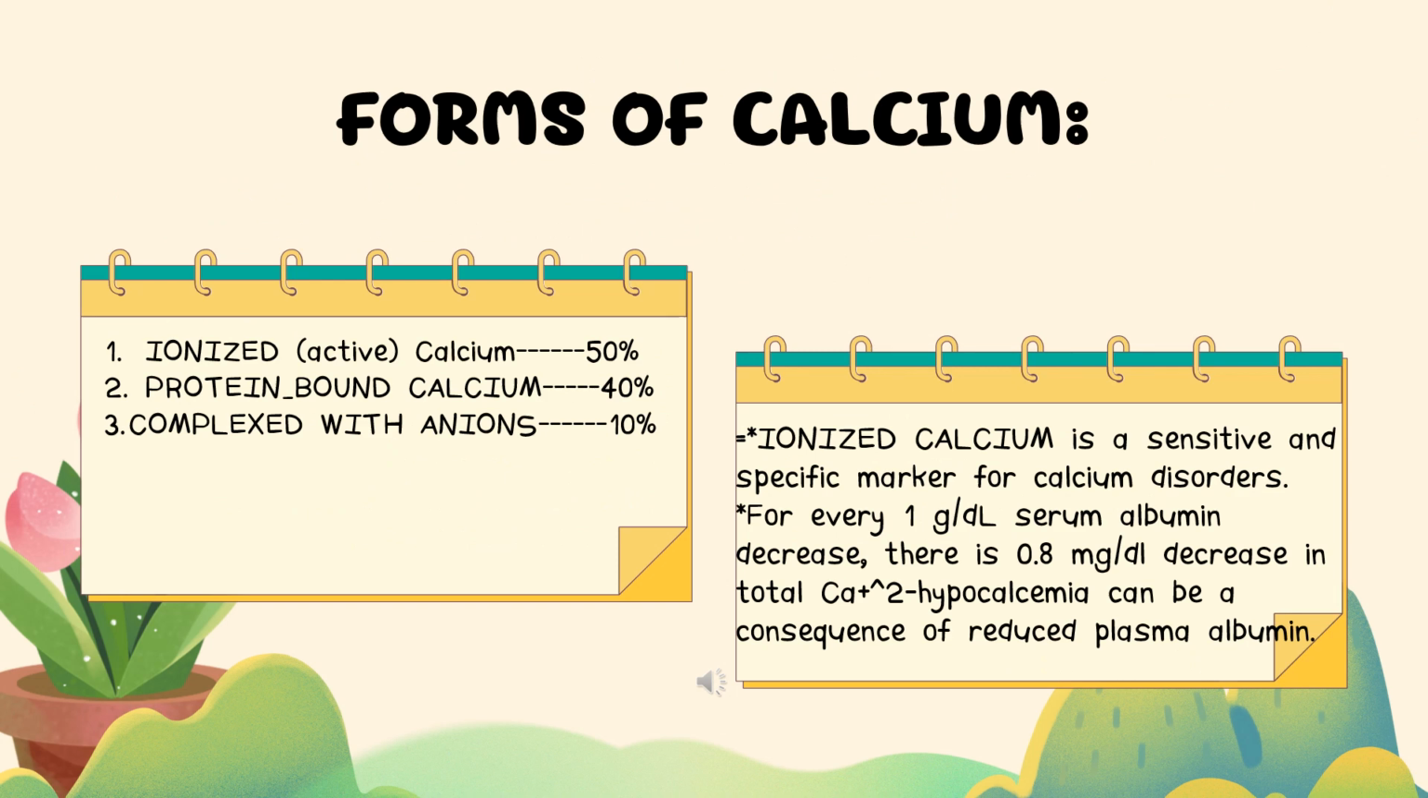Forms of calcium: ionized, active, 50%. Protein-bound calcium, 40%. Complexed with anions, 10%. Ionized calcium is a sensitive and specific marker for calcium disorders. For every 1 g/dl serum albumin decrease, there is a 0.8 mg/dl decrease in total calcium. Hypercalcemia can be a consequence of reduced plasma albumin.